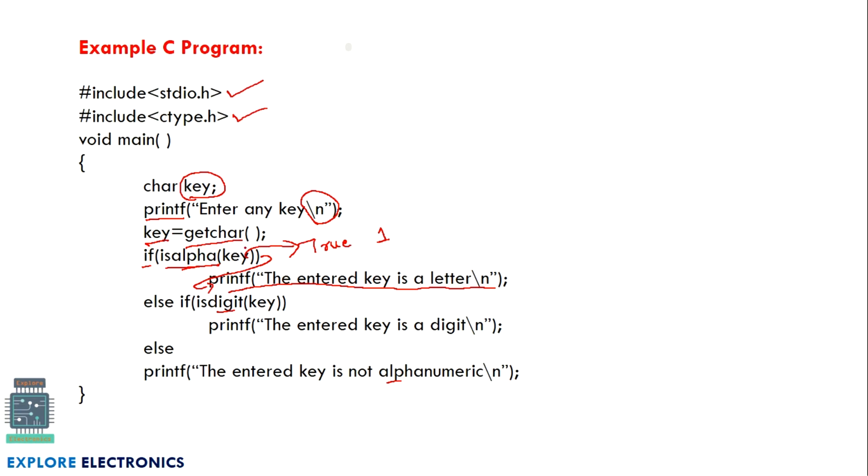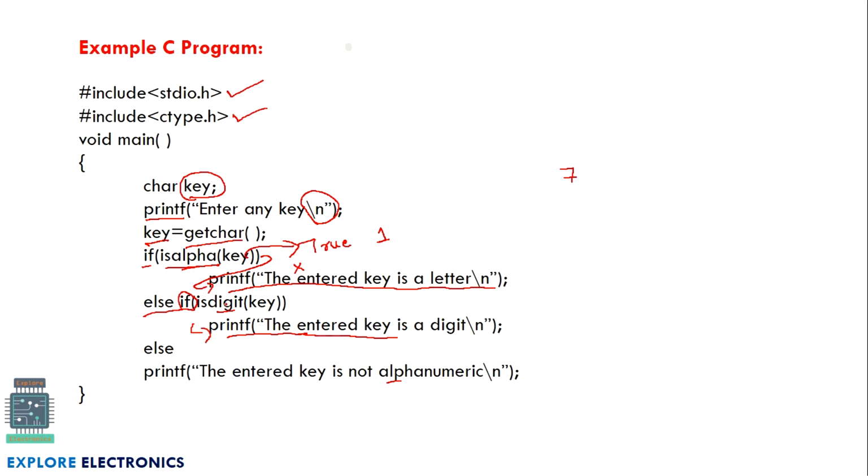Suppose the entered character is not a letter, not an alphabet, but something like 7, a digit. Now it goes to the else condition, and again we have written an if there, so this is an else if condition. We need to check if it is a digit, so we write else if and check if the entered character is a digit. If this condition is satisfied, it will enter here and execute this statement and not the previous one. So it will check here and come here, and this statement will be executed and display that the entered key is a digit.